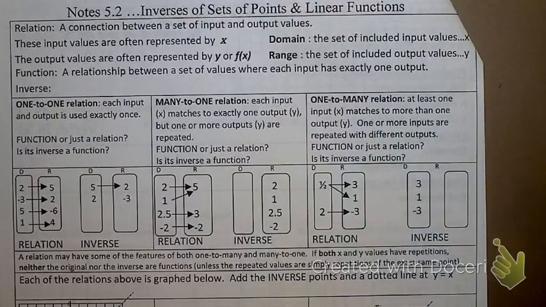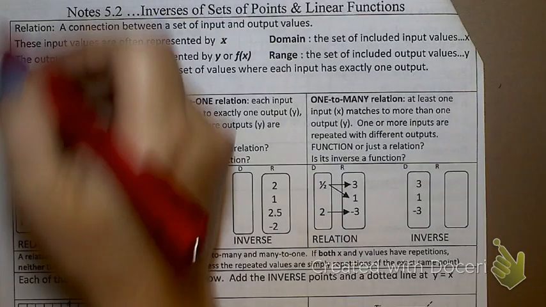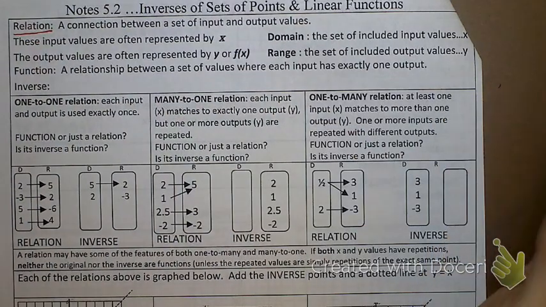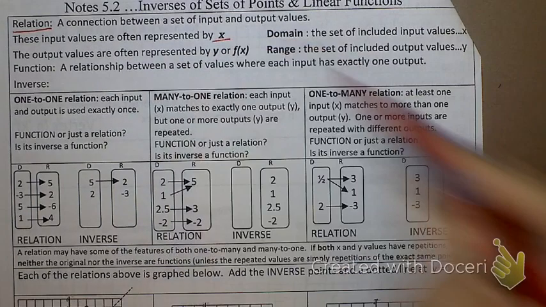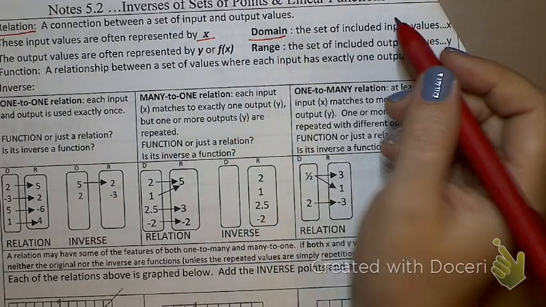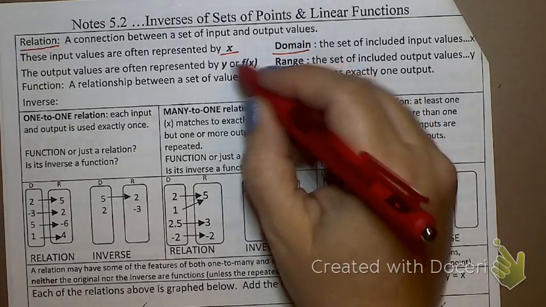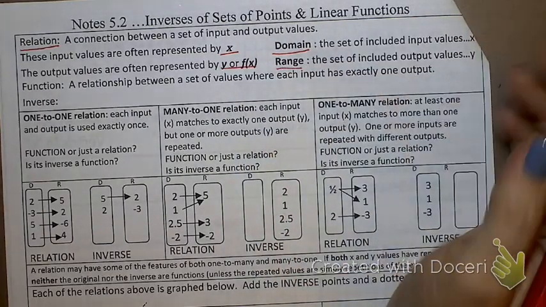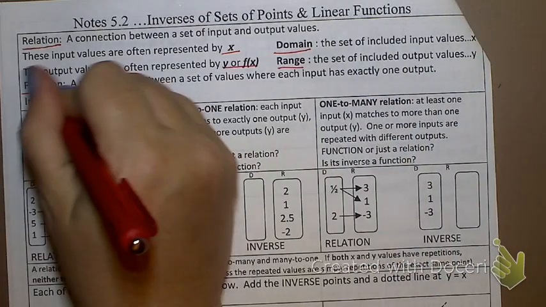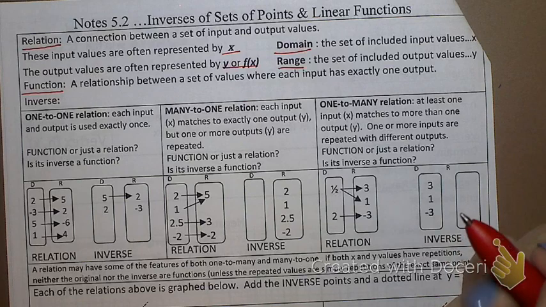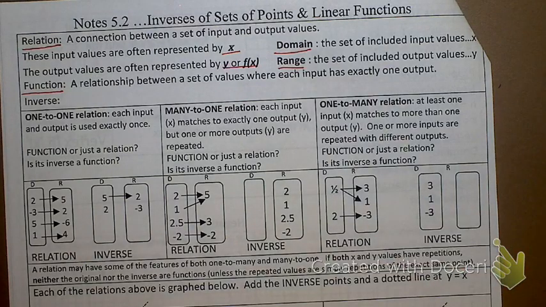So, a relation, here's just some definitions for you. A relation is any connection between a set of input and output values. Input values are represented by X. They also give you the domain. We've talked a lot about domain. Output values are represented by Y or F of X, and those give you the range, which we've talked a lot about as well. A function, you've heard that word before, is a relationship between a set of values where each input has exactly one output.